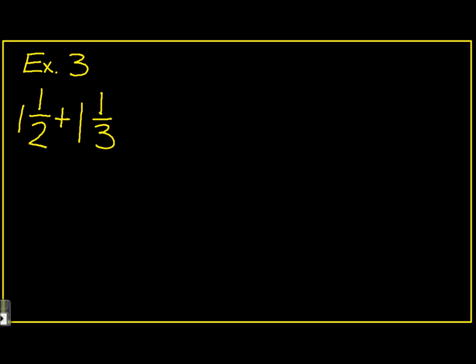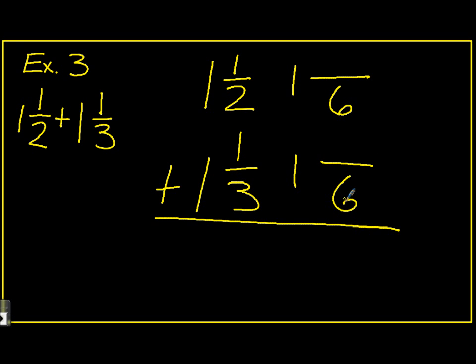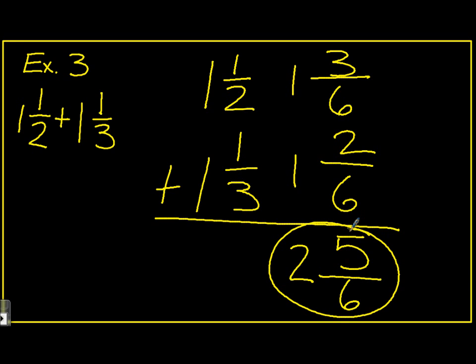Example number 3. 1 and 1/2 plus 1 and 1/3. Two goes into 6 3 times. 3 times 1 is 3. 3 goes into 6 2 times. 2 times 1 is 2. We have 3/6 plus 2/6 gives us 5/6. And 1 plus 1 is 2. And our answer is 2 and 5/6.